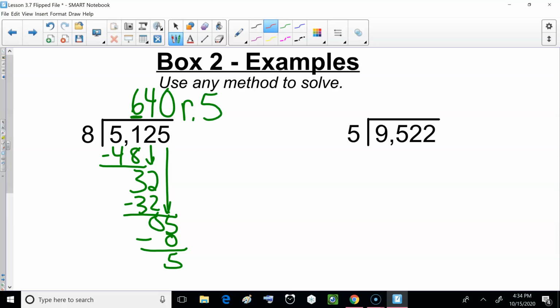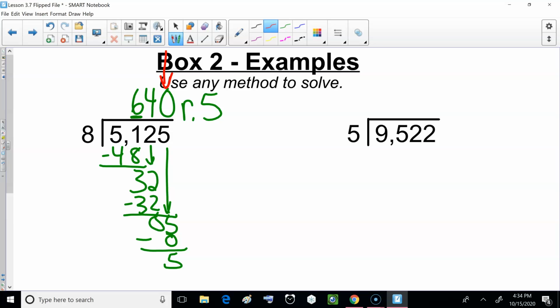A lot of times people will forget about this 0 right here and write 64 with a remainder of 5. But if I multiply that, I realize that 64 times 8 is nowhere close to 5,000. So it's also another way we use multiplication to check our work. On to the next problem. So see if you got the same answer. If you did, pause that and record that to help you out.